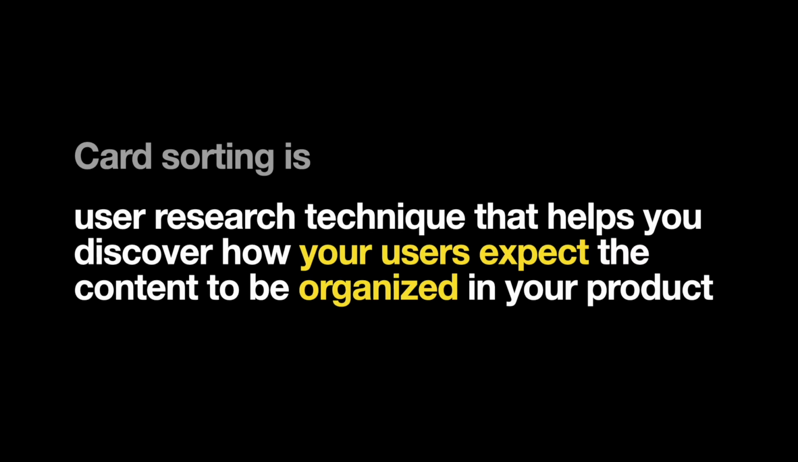Card sorting is a user research technique that helps you understand how users expect content to be organized in your product. When you run card sorting, you give test participants cards that represent your content and ask them to group those cards into meaningful categories. Card sorting will help you organize information in a way that makes sense to your users. It creates a foundation for robust information architecture, and strong information architecture allows for creation of a navigation system that matches users' expectations. There are three types of card sorting.